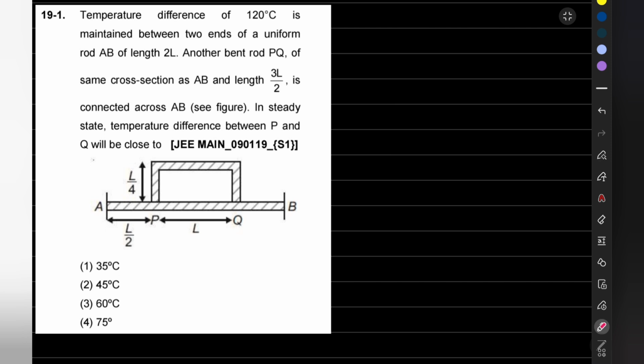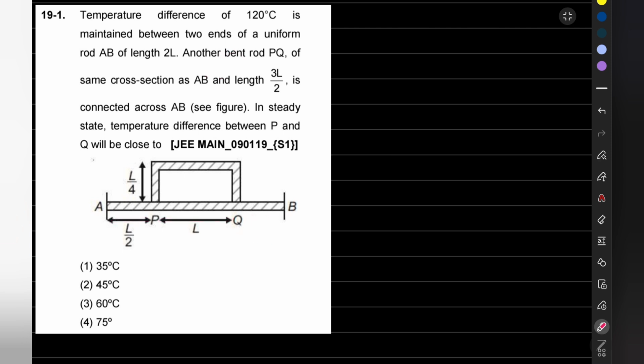So basically the question is saying a temperature difference of 120 degrees Celsius is maintained between two ends of a uniform rod AB. So this is our uniform rod AB whose complete length they have given as 2L, and in the question they have also mentioned that this one is L, this one is L by 2, so of course this one will also be L by 2.